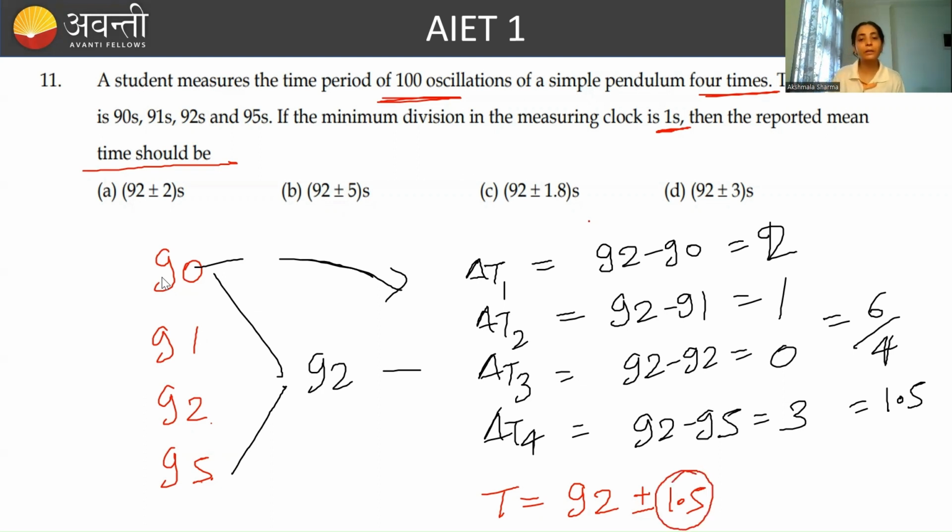And if we are going to round it to one digit, how much value will we get? 2. Okay. So the answer will be how much? 92 plus minus 2. Okay. So what will be the correct answer? Correct answer should be A. Over.